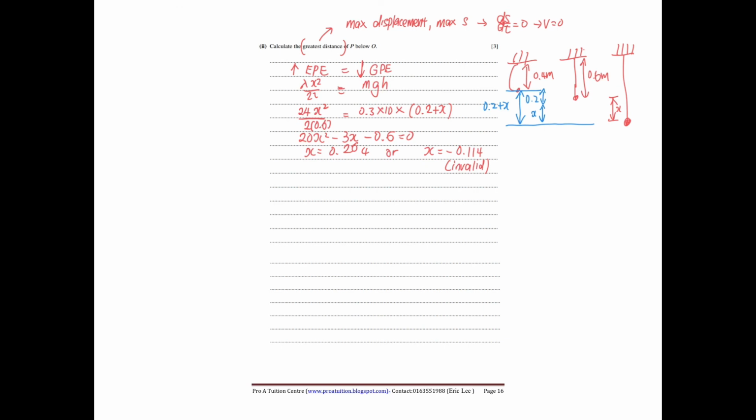Now, what they ask is the greatest distance of P from O. If you see the picture here, this last picture, if you take it from O, you have to add another 0.6, the natural length, together with the extension. So we get the greatest distance here. The greatest distance is 0.6 plus 0.264, which is 0.864 meter.